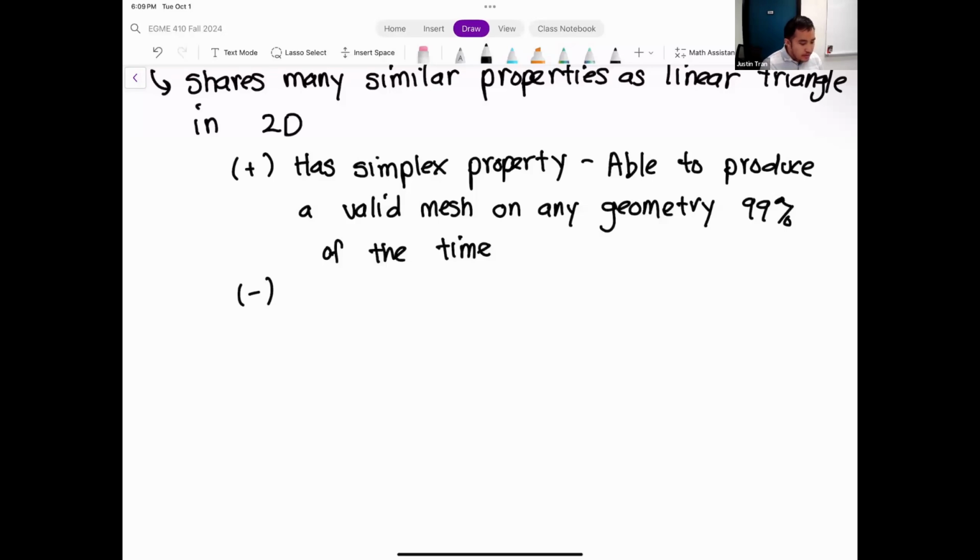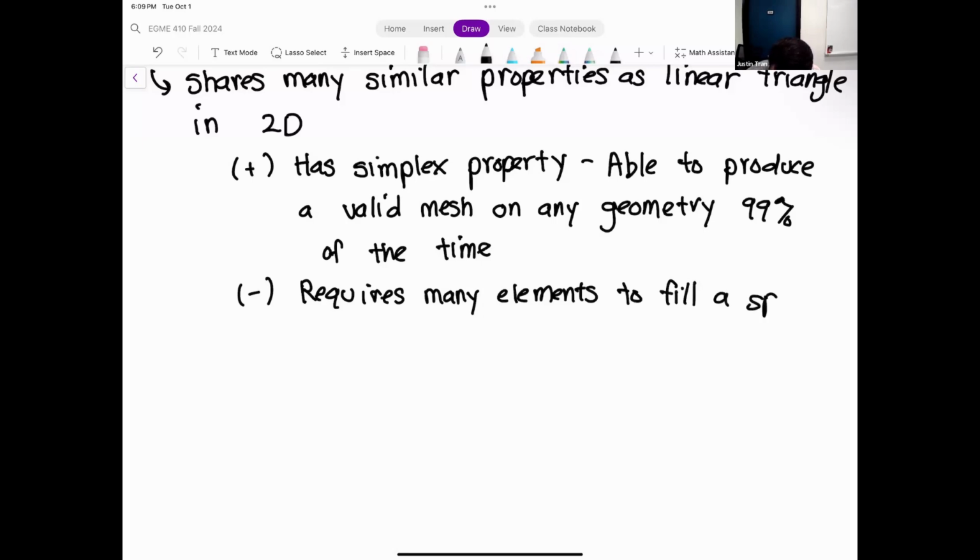All right. So on the downside, tetrahedrons will often take a lot of space or a lot of elements to fill a space. And so a lot of times, if you have just a pure tetrahedral mesh, you're going to end up with a lot of elements.